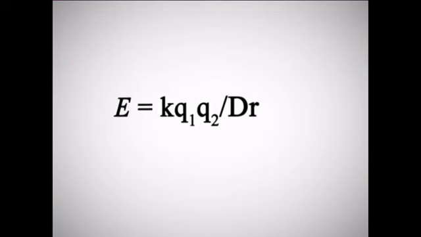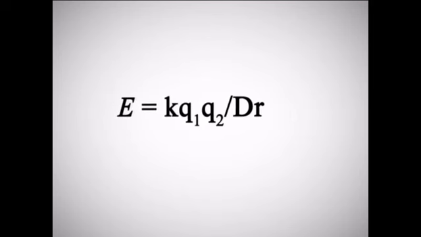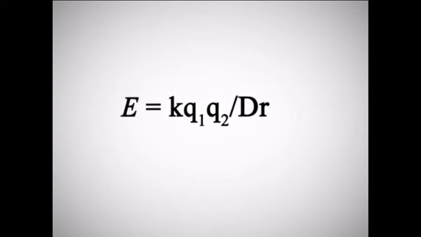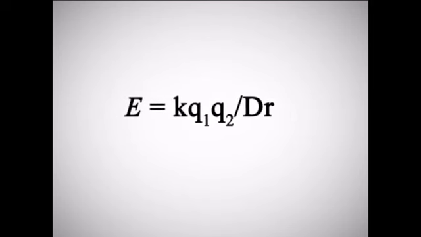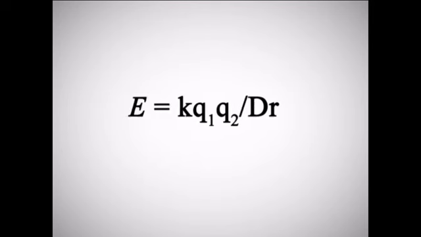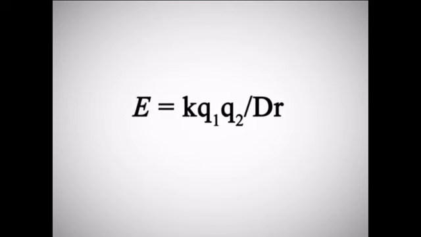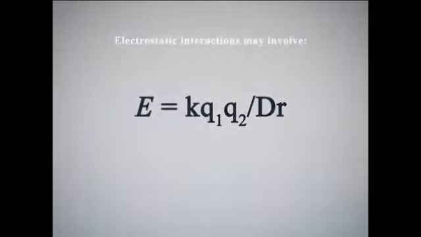The strength of an electrostatic interaction is given by Coulomb's law. Here, E is the energy, Q1 and Q2 are the charges of the two atoms, R is the distance between the two atoms, D is the dielectric constant of the medium, and K is the proportionality constant.